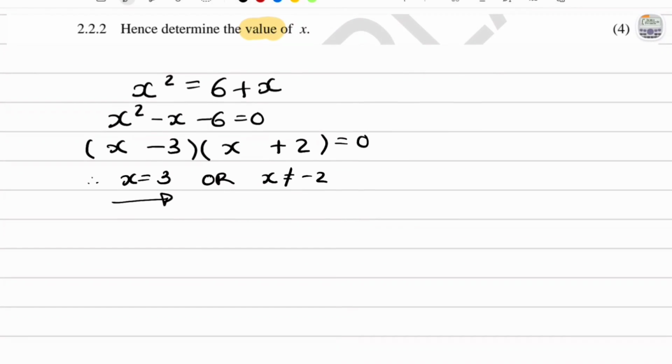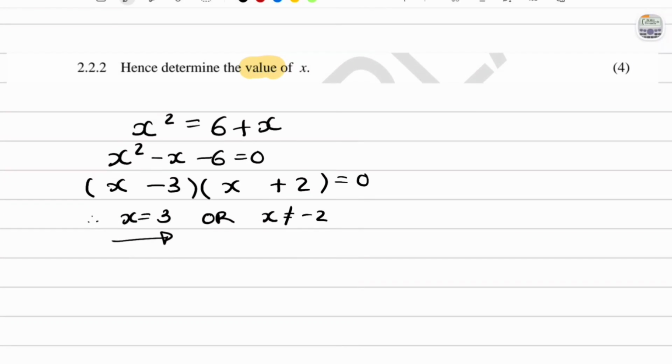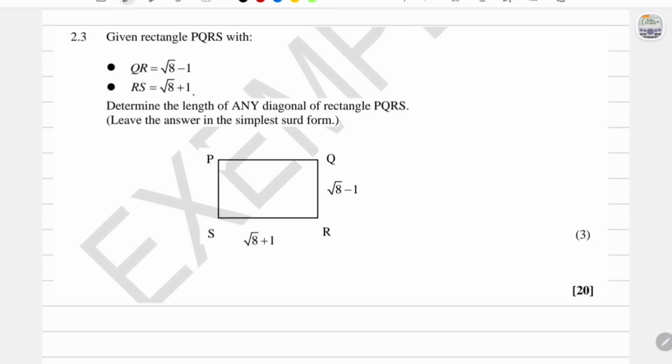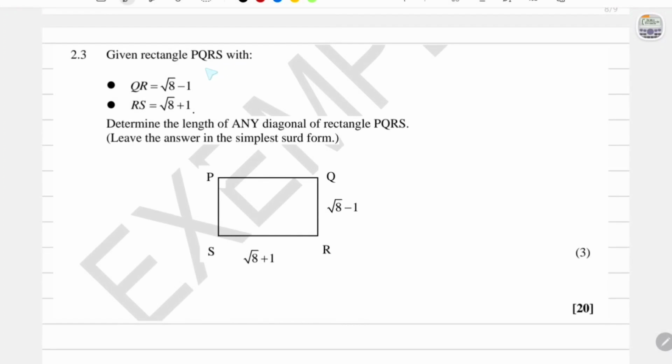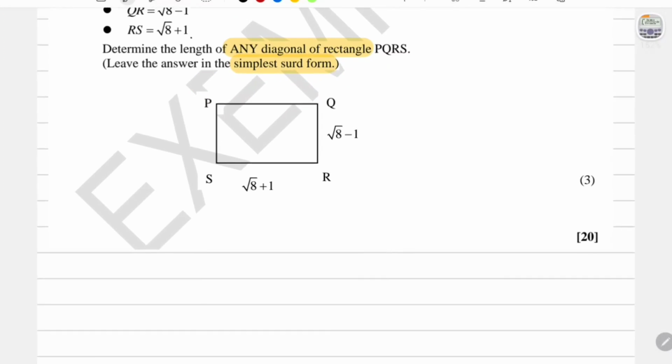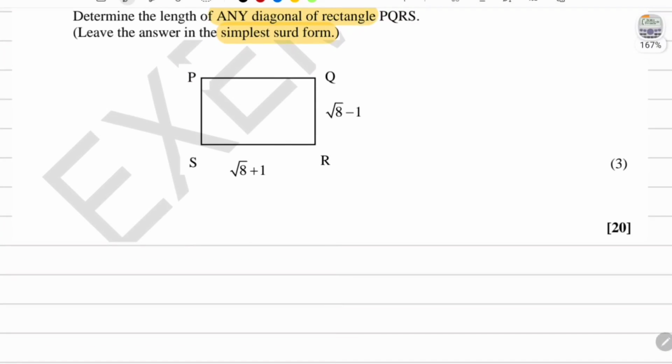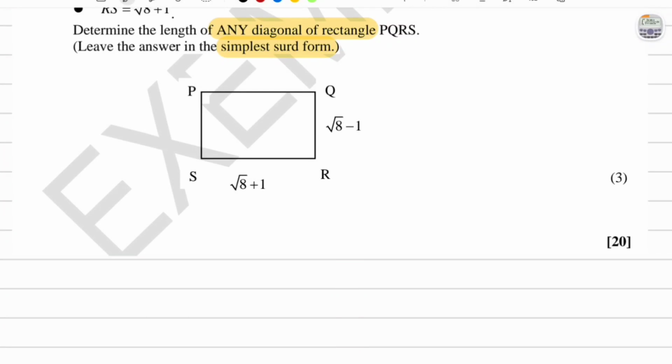And we finally move on to 2.3, which is the last question in question 2. Question 2.3 says, given rectangle PQRS with QR being equal to the square root of 8 minus 1, as you can see, QR, and RS being equal to the square root of 8 plus 1. You need to determine the length of any diagonal of the rectangle. You need to leave your answer in simplest surd form. So they gave us the dimensions of this rectangle and they want us to just find any diagonal.